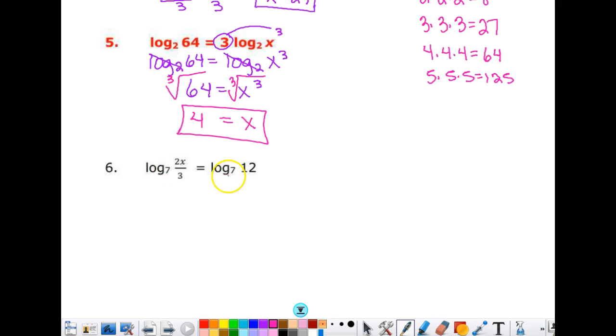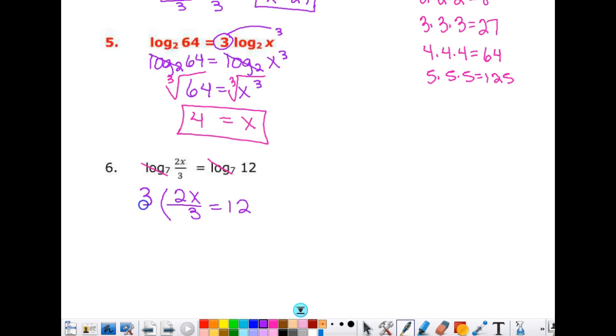So here they're both log base 7. I don't have anything in the front here or anything in the front here. So all I have to do is just get rid of the log. Okay? Now I just use my plain old algebra. How do we solve this?